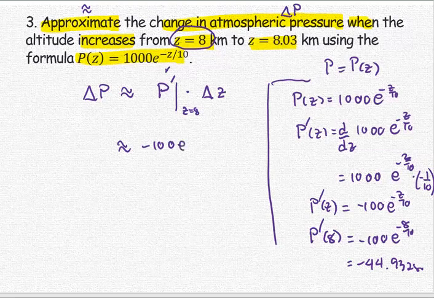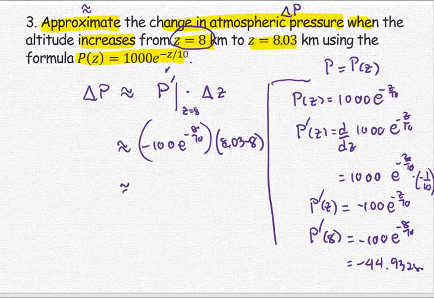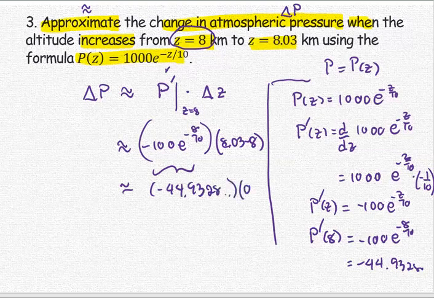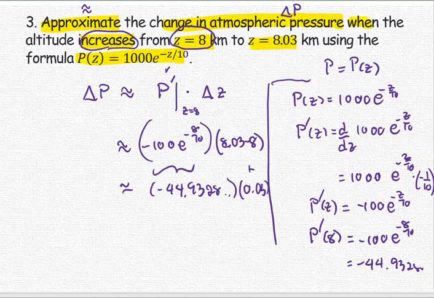So put it in here as a change in pressure approximately equal to, just write the derivative first and then plug it in later. You can do that as well. So negative 8 over 10, this quantity, multiplied by the delta z, which is 8.03 minus 8, and this number is about negative 44.9328 something more, multiplied by 0.03. The change is positive because the z term increased and the last number is greater than the previous number.